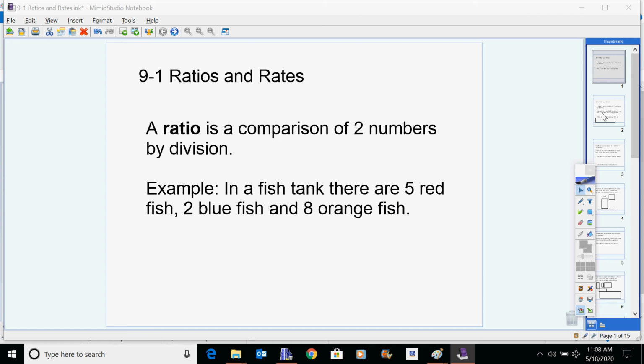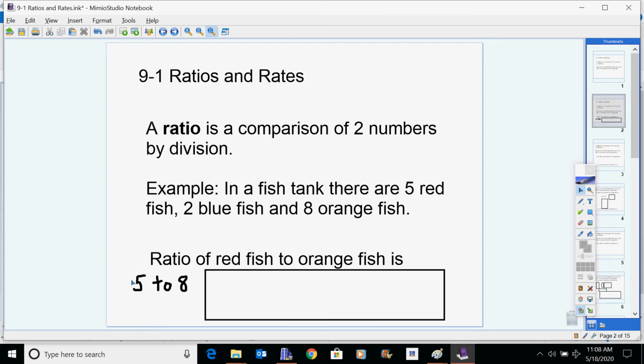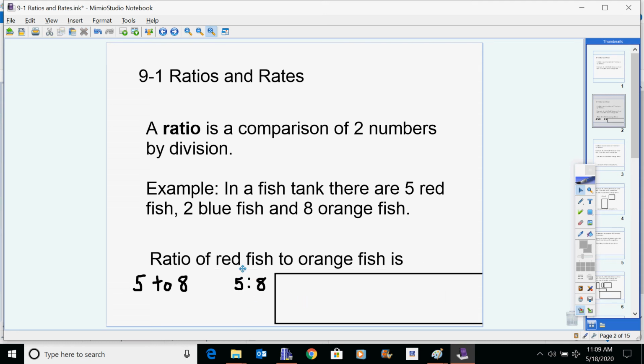And we can make several different types of ratio or comparisons in this fish tank. The simplest one would be to compare two colors of fish, the number of red fish compared to the number of orange fish. There's 5 red fish and there's 8 orange fish. That means for every 5 red fish, there are 8 orange fish, so the ratio is 5 to 8. You can do it in words, 5 to 8, or you can do it with a colon, 5:8. The ratio is 5 red fish to 8 orange fish. Or you can make it into a fraction, 5/8.